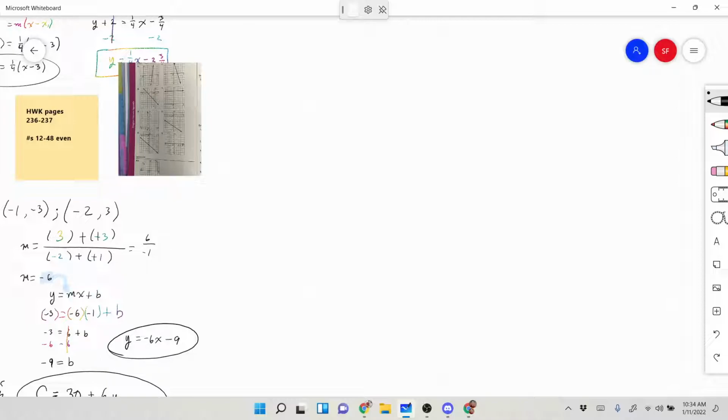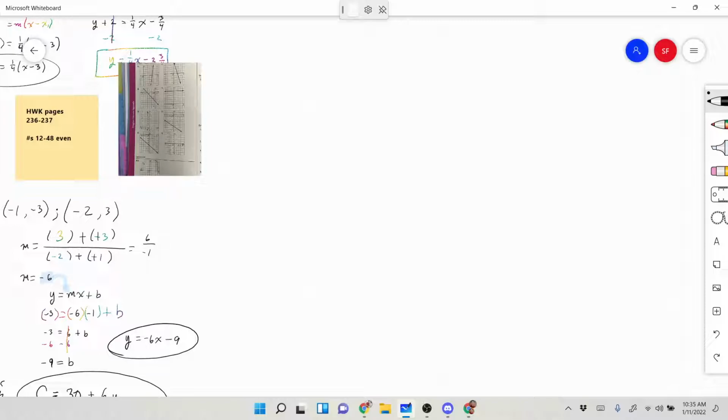28 is y minus 11 equals 3 times quantity x plus 4. Second part is y equals 3x plus 23. Third part is 3x minus y equals -23. Number 30 is y minus 1 equals 4/5 times the quantity x plus 5. Second part is y equals 4/5 x plus 5. And the last part is 4x minus 5y equals -25.